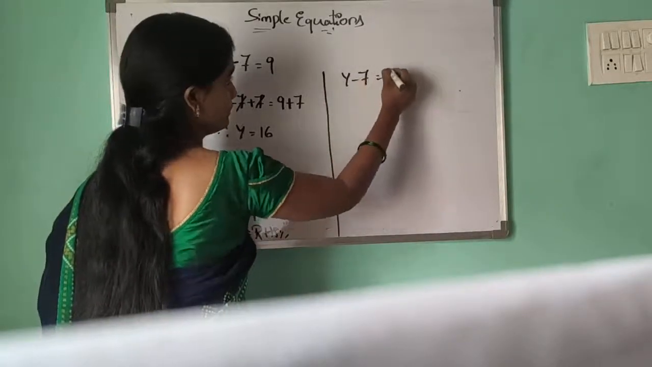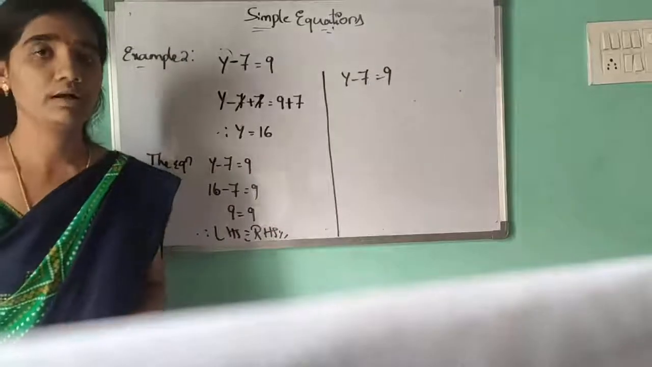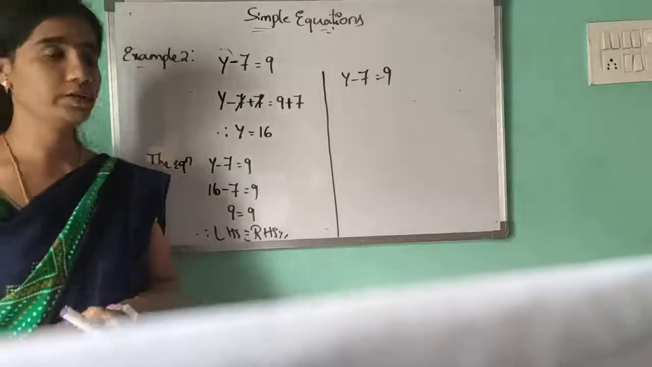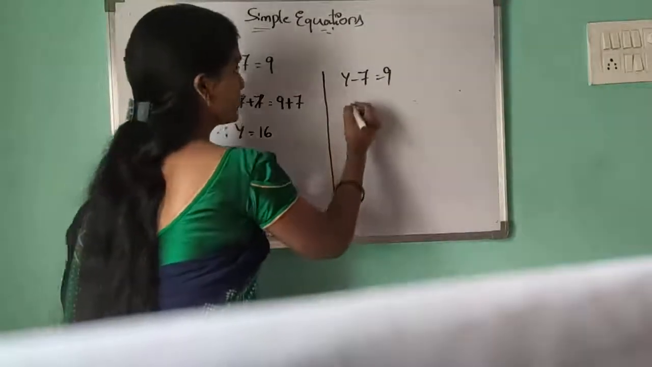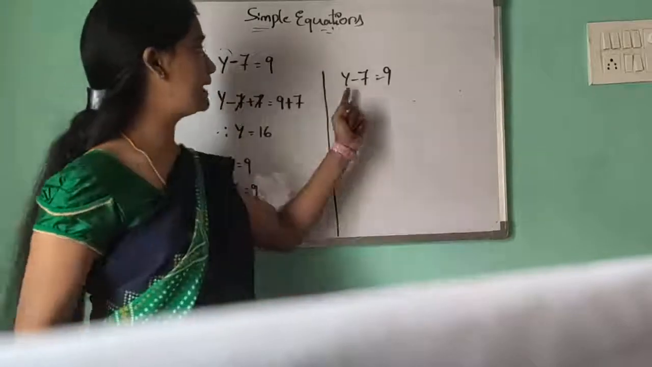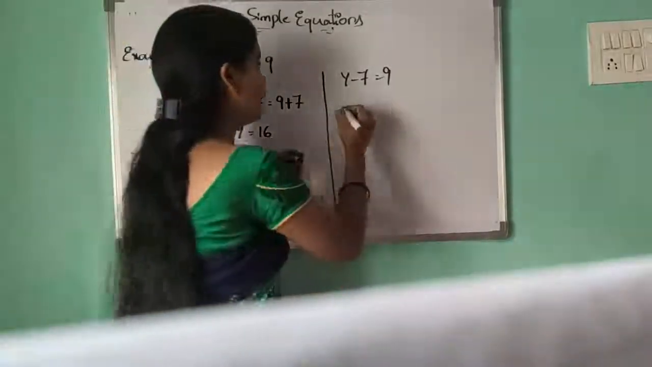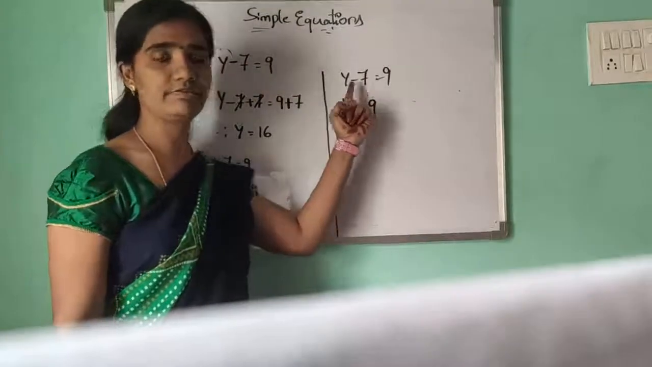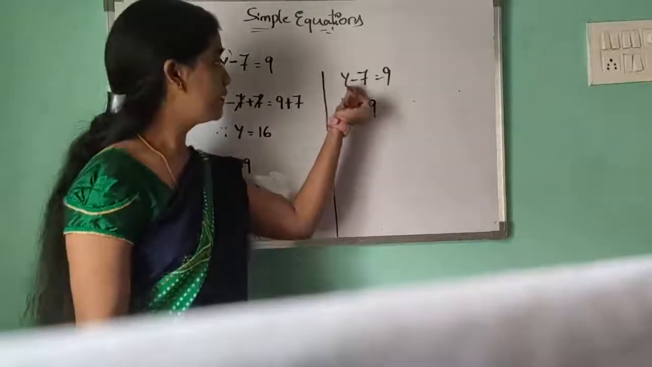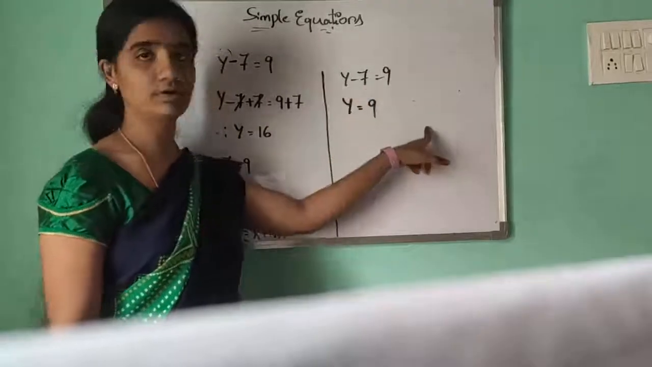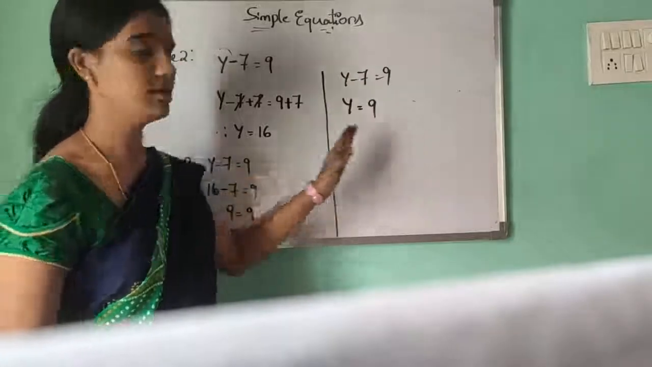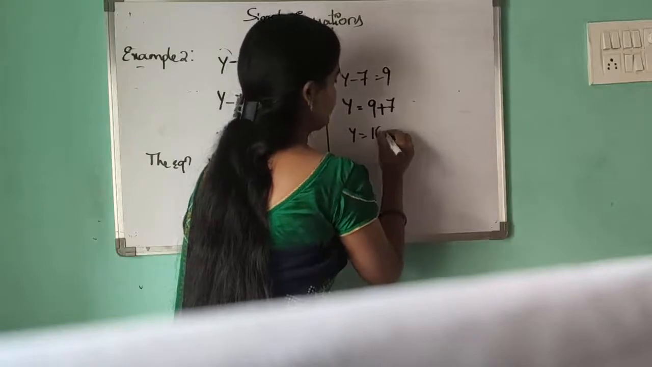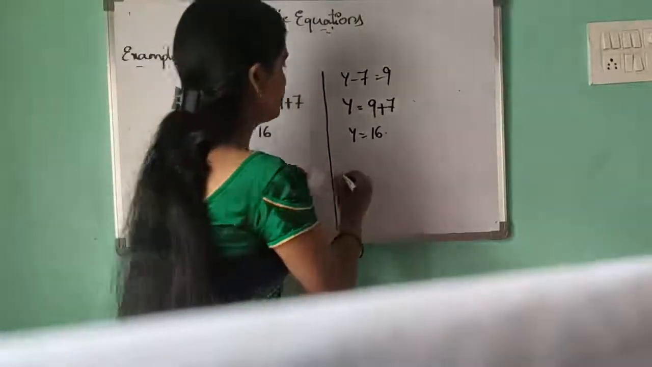In this we have another method, and I will explain this method also. Y minus 7 equals 9. We already know the rules for solving the given equation. In this, by the sixth rule, if minus 7 is there, to find the variable y, the subtraction becomes addition when it moves to the RHS. So 9 plus 7, y equals 16. Y equals 16. It is also the same.